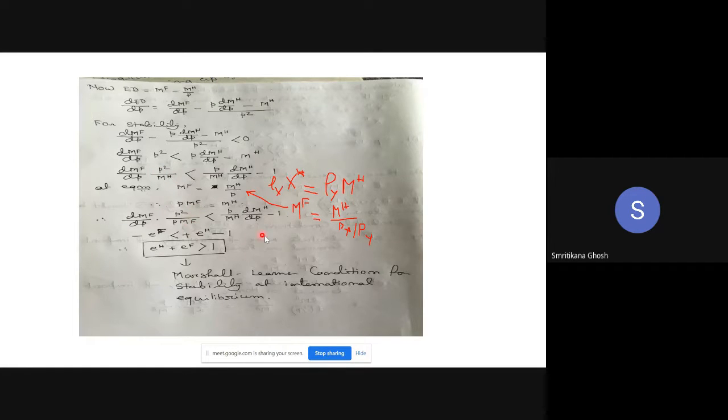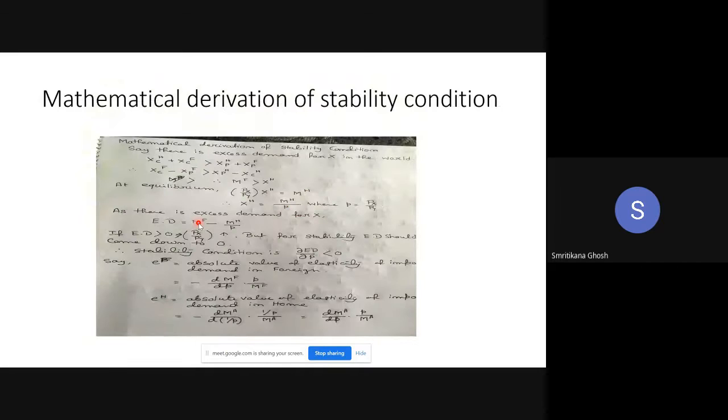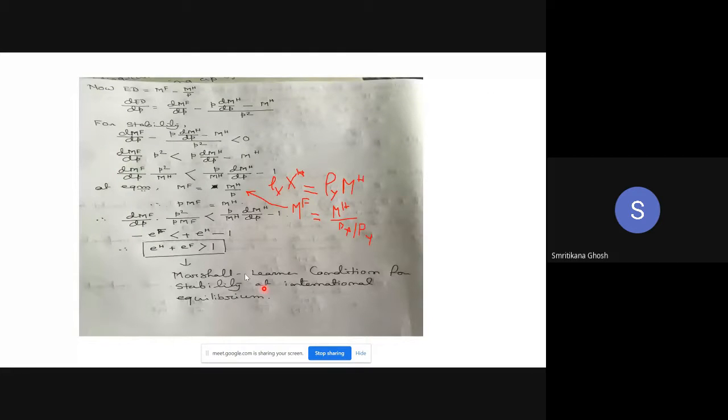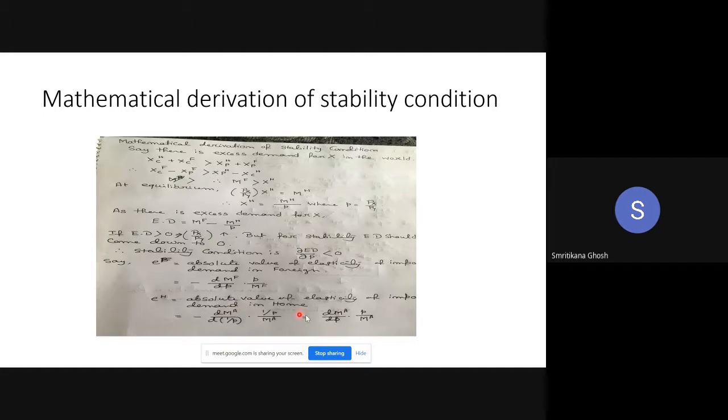Then you are getting this inequality. So everything in terms of M. Now look at the component which you have in your left hand side, dMF/dP into P square by P, so it is P by MF. dMF/dP into P by MF, this is minus of elasticity of import demand of the foreign country, right? So write it, minus of elasticity of the foreign country, and here this component is the elasticity of the home country. Look, elasticity of the home country.